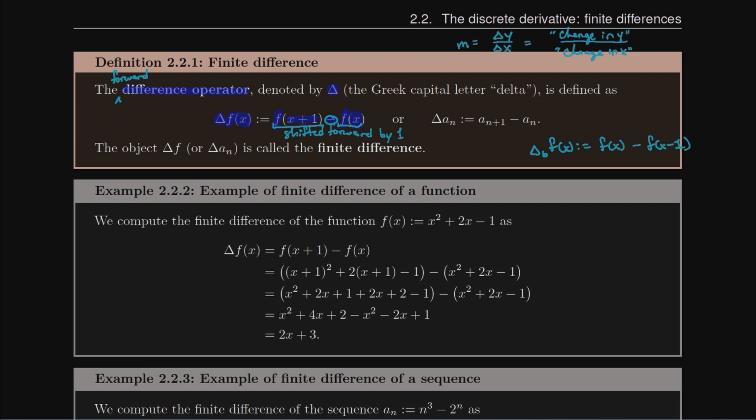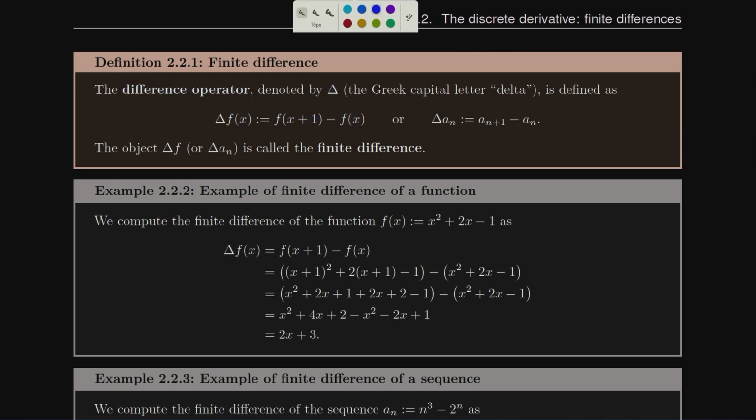So you subtract 1. In the forward difference, you're looking ahead, maybe into the future, to the right. In the backward difference, you're looking into the past a little bit. We're just going to call it the difference operator, or the finite difference operator, for this entire semester. And the object which has already acted on a function, delta f, is called the finite difference of the function f.